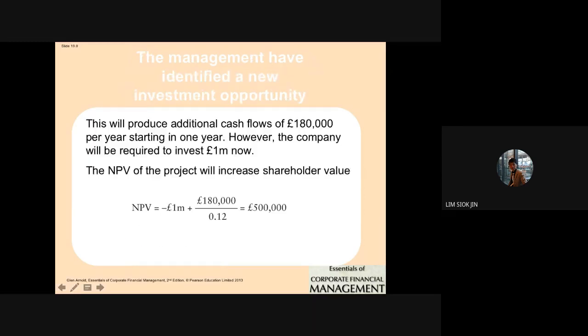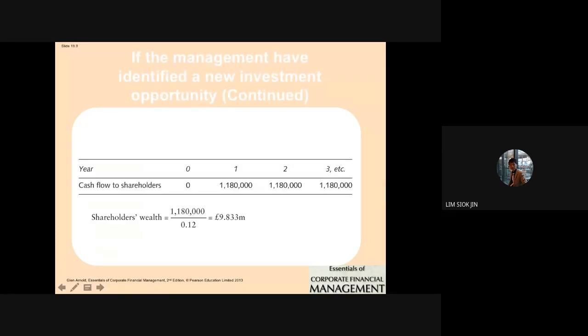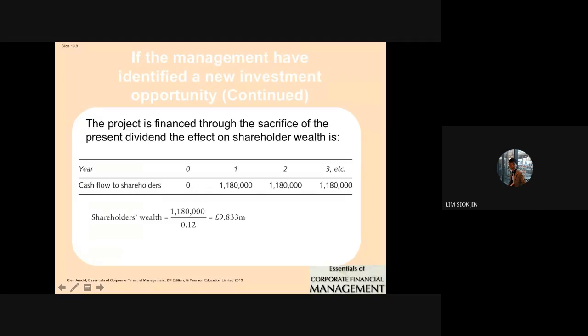Now, what is it compared to previously? Previously, if they never take up the project and they pay out the dividend 1 million every year, the value is 9.333. Compared to if they take up this project, the wealth will be 9.8. So why? Because they take a positive NPV project. So this is a positive move.